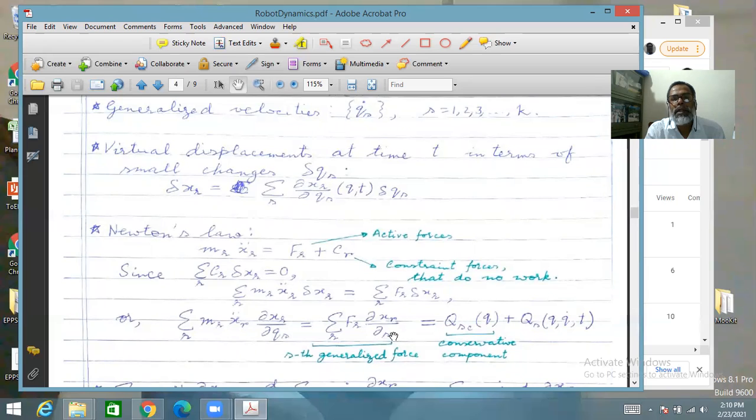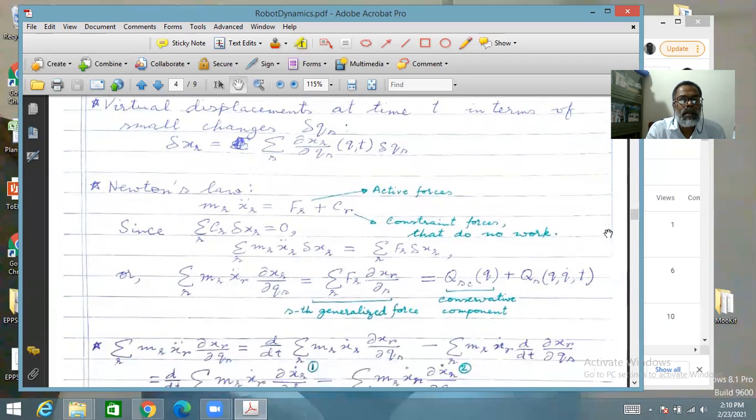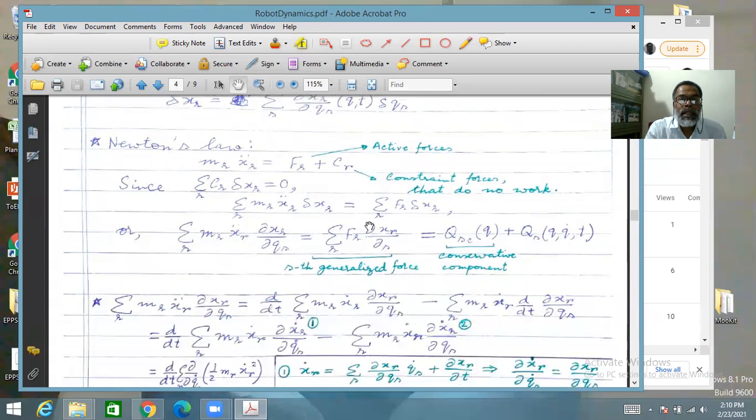This would be delta qs, not delta s. Okay, this will be delta qs. Now, this quantity is called the Sth generalized force, Fr times del xr by del qs, because these are the forces corresponding to the generalized coordinates.